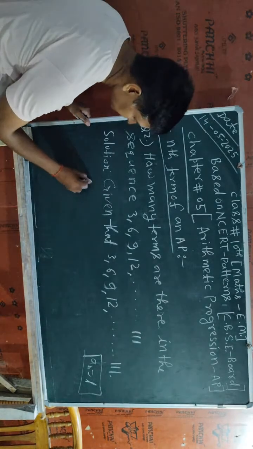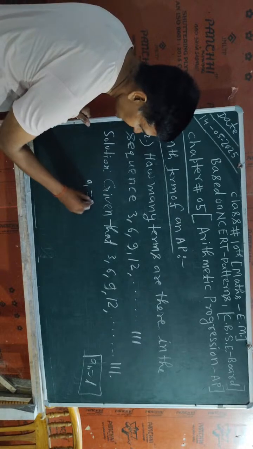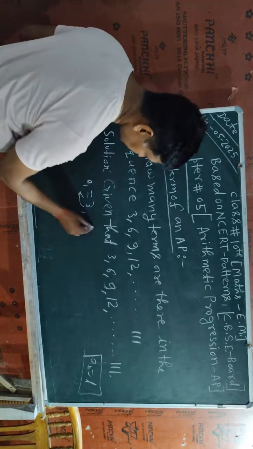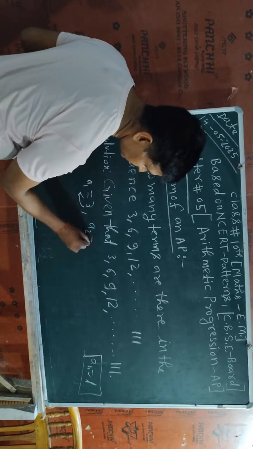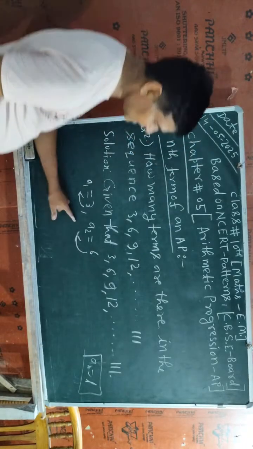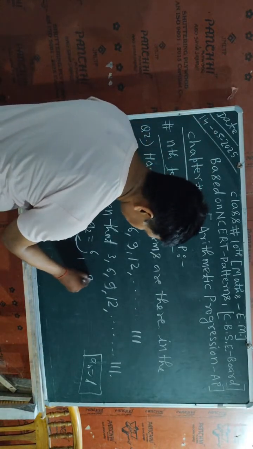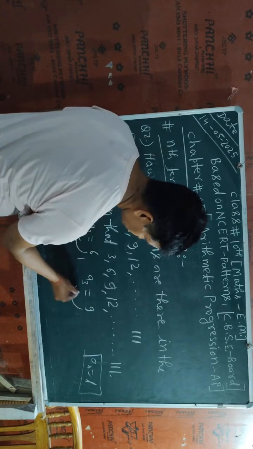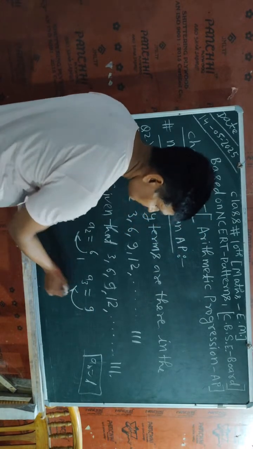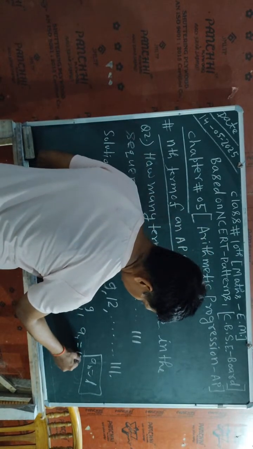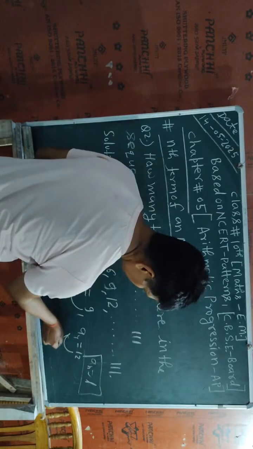So I will assign 3 in A1, and then I will take the value of A2 which is equal to 6. The value 6 I will assign in A2, and again I will write A3, and the value 9 I will assign in A3. Similarly, the value of A4, I will assign 12 in A4.